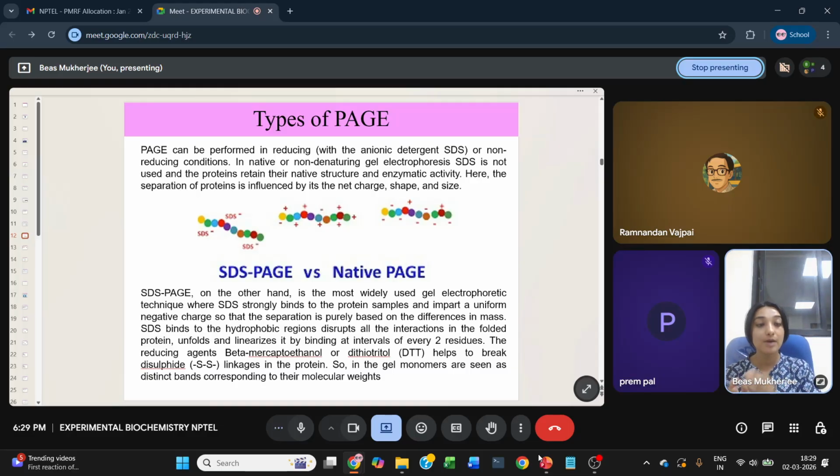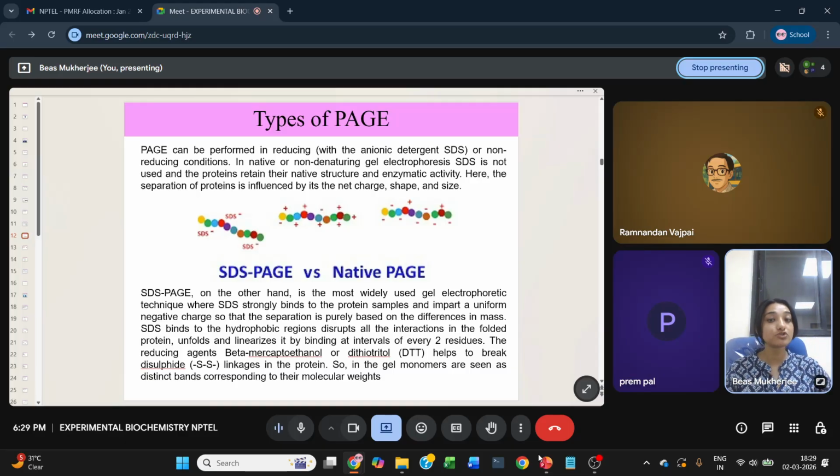In native PAGE, the biological function of the protein is retained because the biological structure of the protein is retained. But in SDS-PAGE, a lot of SDS is added and the protein is denatured. It is completely linearized, opened up, and then SDS molecules coat the protein, so the entire protein becomes negatively charged. In the native gel, the protein migrates depending upon its own charge. Here the separation of the protein is influenced by net charge, shape and size. But in SDS-PAGE, the separation is only based on the size of the protein. We rule out all the other factors.